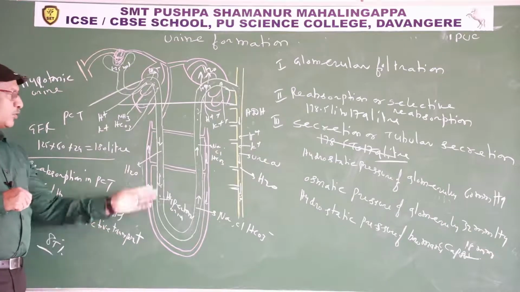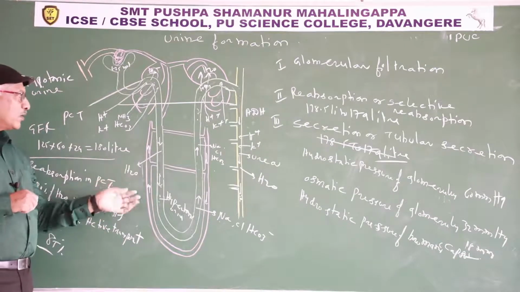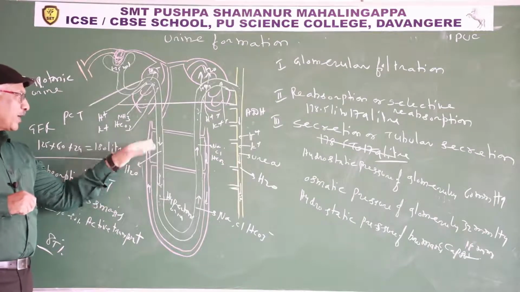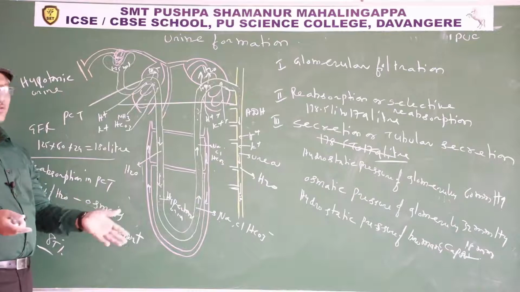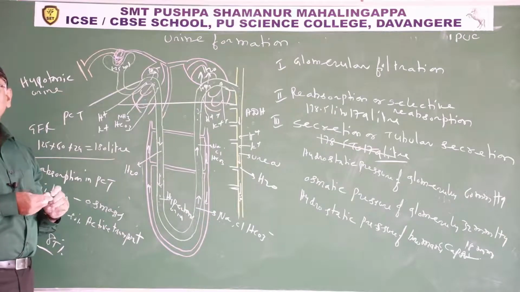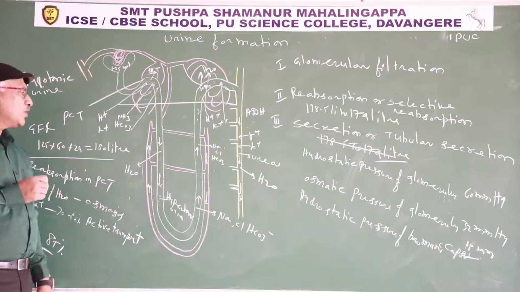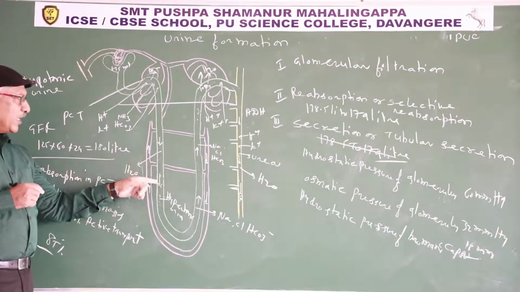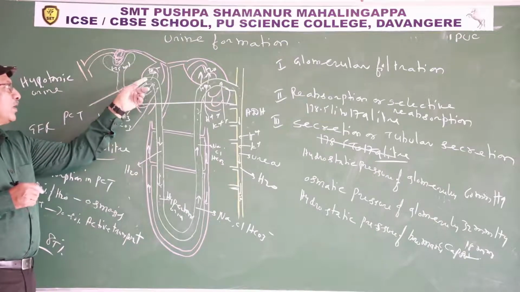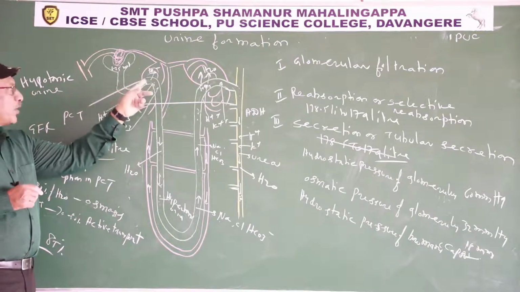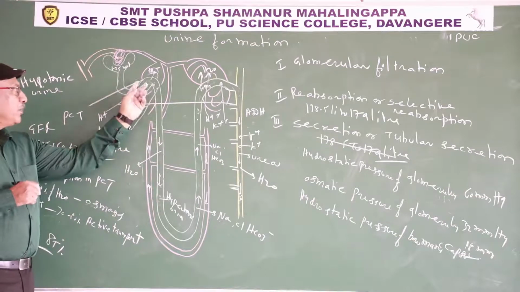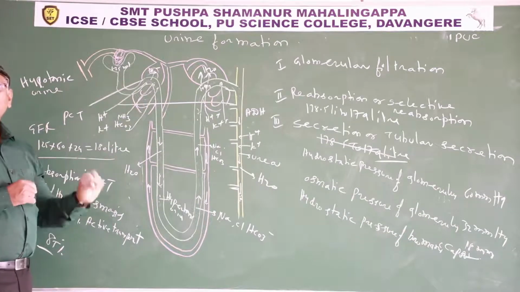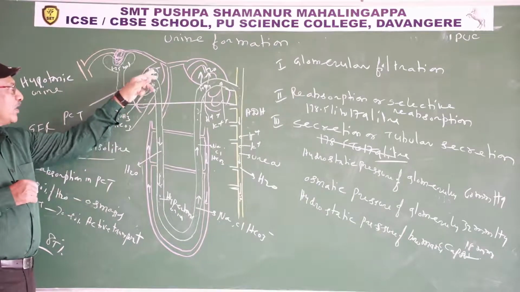The percentage of reabsorption in the descending limb of loop of Henle depends upon the percentage of reabsorption in the PCT. In the PCT, 70 to 80% of water is reabsorbed. In one person, only 70% of water is reabsorbed in the PCT, and 15% water is reabsorbed in the descending limb of loop of Henle. The reabsorption of water through PCT and descending limb of loop of Henle is 85%.